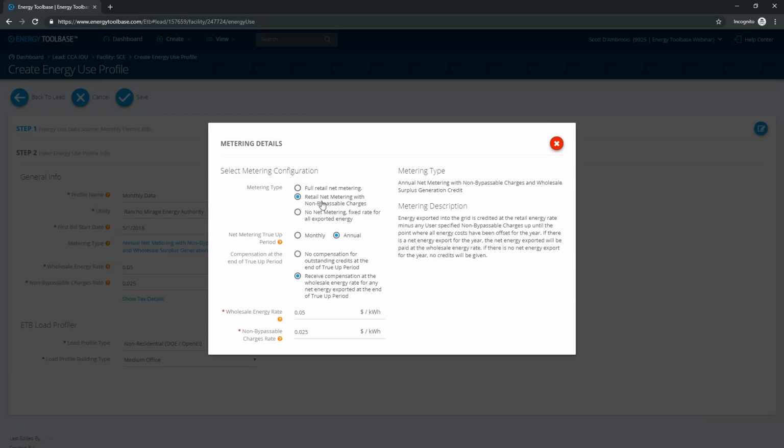So I'm going to set this to full retail with non-bypassable charges. The true up period is going to be annual. You'll notice here where you could set the wholesale energy rate. So this is the net surplus compensation rate, and you would just set this for whatever they're paying out. So Clean San Francisco almost has 3 times the wholesale energy rate of PG&E, which is super interesting. Underneath here, you'll see non-bypassable charges. Now we default conservative to 2.5 cents.